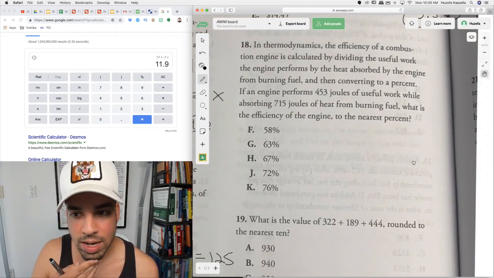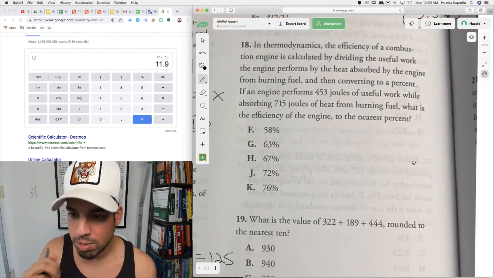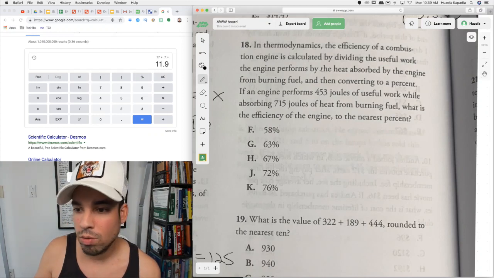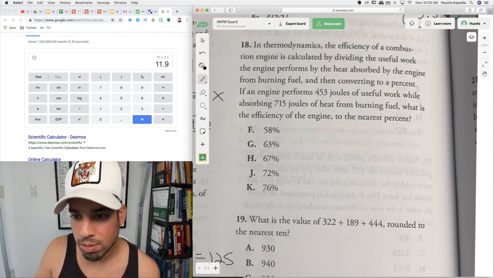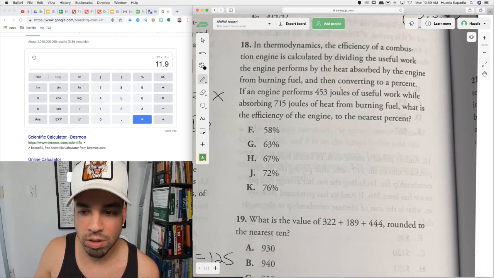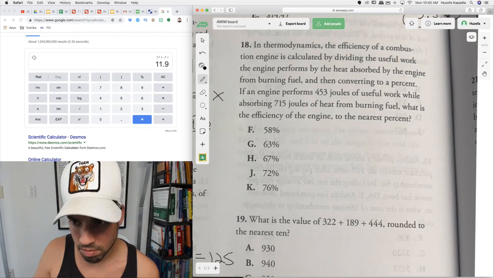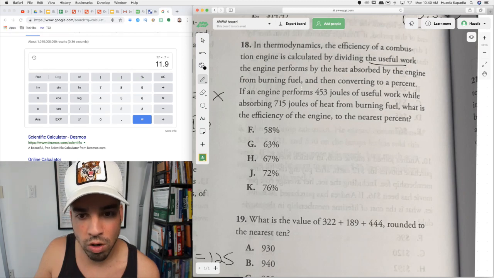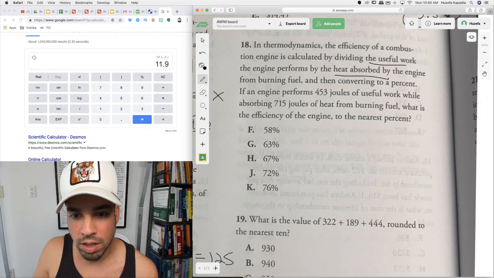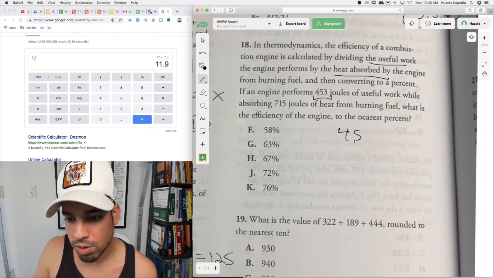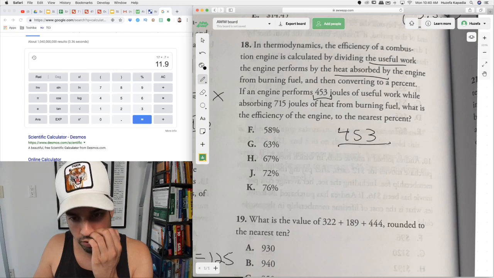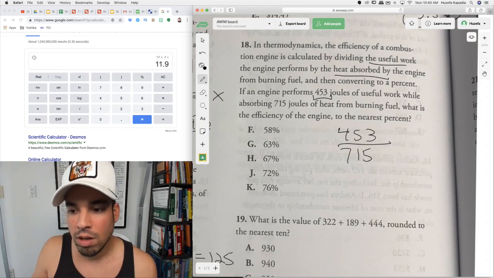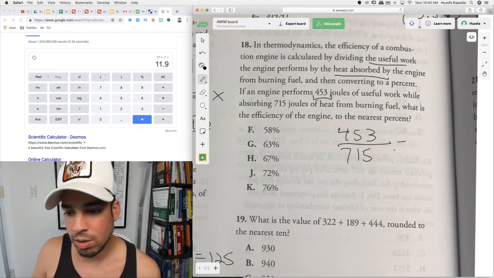In thermodynamics, the efficiency of a combustion engine is calculated by dividing the useful work the engine performs by the heat absorbed by the engine from burning the fuel, and then converting to a percentage. Okay. Dividing useful work by the heat absorbed by the engine. If an engine performs 453 of useful work while absorbing 715, what's the efficiency? And they want this as a percentage.